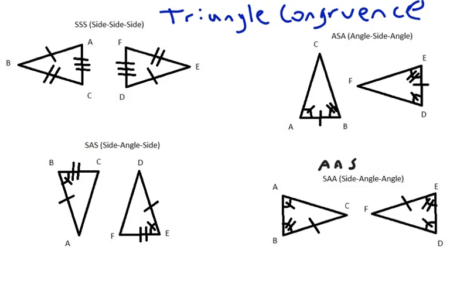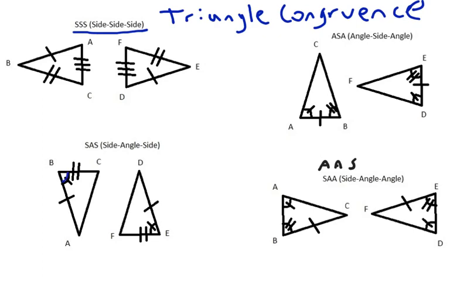This lesson is about triangle congruence, and there are 4 different ways that we can prove two triangles are congruent. One is if all the sides are the same. So if all the sides are the same, that's side, side, side. Side, angle, side, that's when the angle is actually sharing a ray.